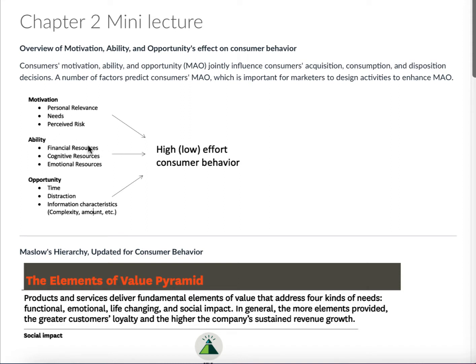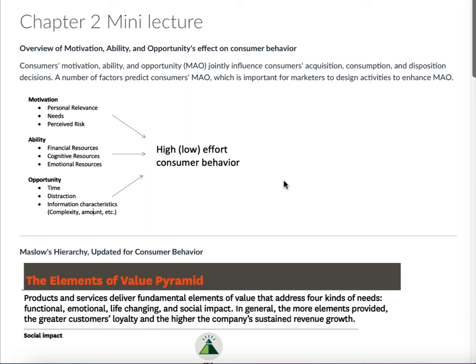Alternatively, let's say that the model she wants to buy is out of stock. So her opportunity to purchase it is diminished. So here's another example where we've got the three factors of motivation, ability, and opportunity interacting to predict consumer behavior.